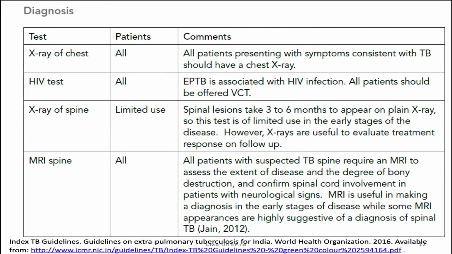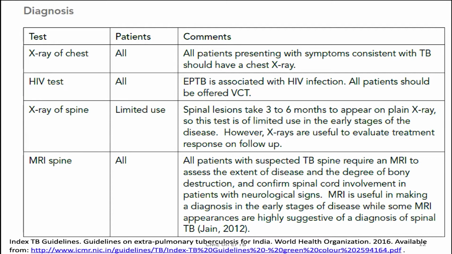And also, the role of the spine X-ray, we have already discussed that it is limited, but X-ray can be used as a tool for following up the patient later on. And the MRI can pick up the early lesions of spinal tuberculosis, and also it can suggest whether there is any neurological involvement, the compression of the spinal cord, etc.